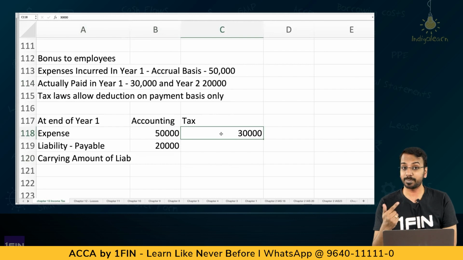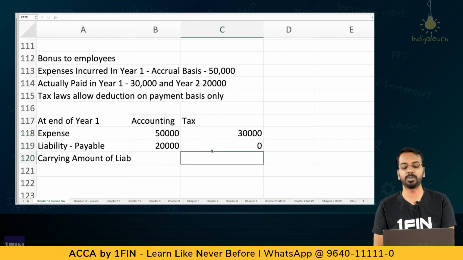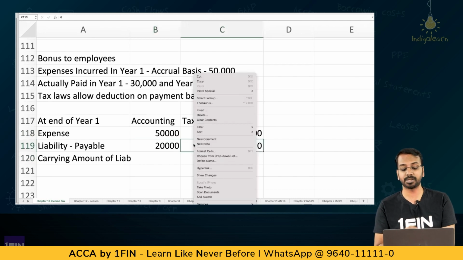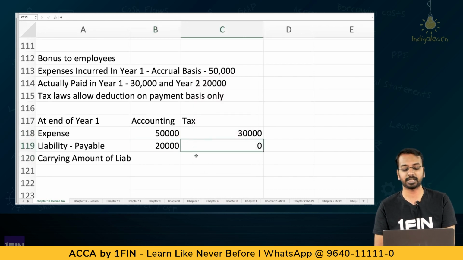Is there any expense payable as far as tax is concerned? Because here tax says deduction allowed on payment basis. If expense can be claimed on payment basis, there is nothing outstanding. Whatever you pay, you take the expense or you take the benefit. So, carrying amount of liability for the purpose of tax would be 0. So, carrying amount for the books is 20,000. For tax purpose, it is 0. This is called tax base.